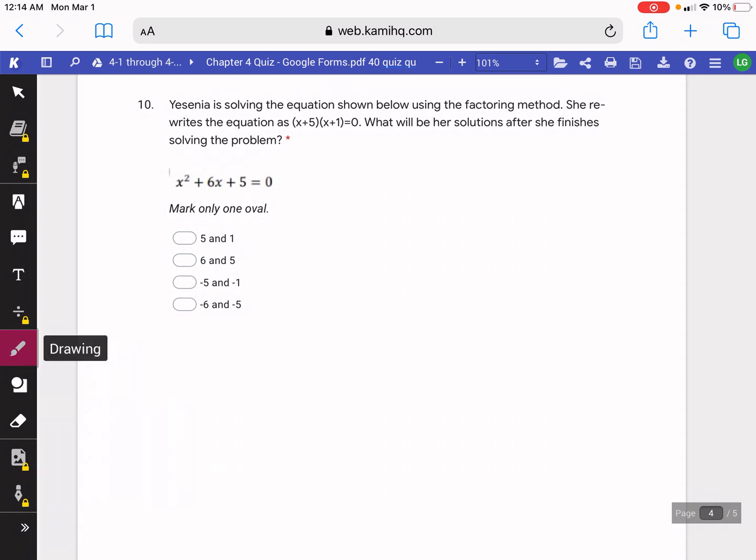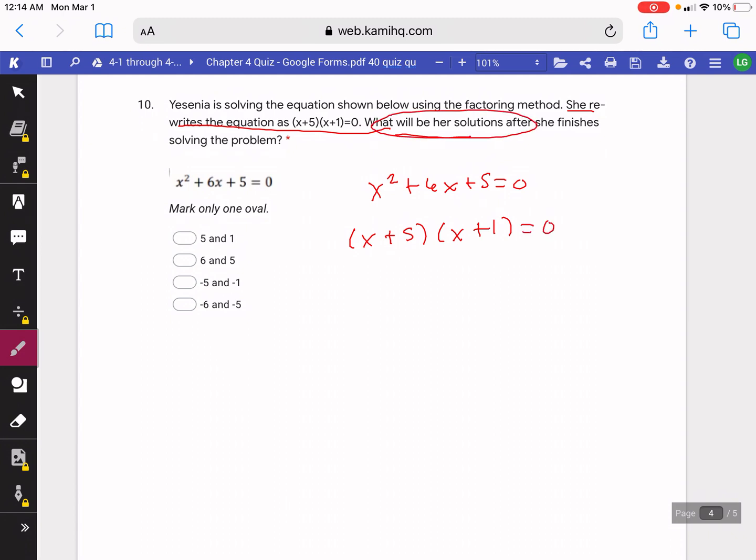This next question says Yesenia is solving an equation using the factoring method. So she has this equation here. And they already said she rewrites the equation as x plus 5 times x plus 1 equals 0. They want to know what her solutions will be after she solves the problem. Here the problem is not solved yet, it's just factored.